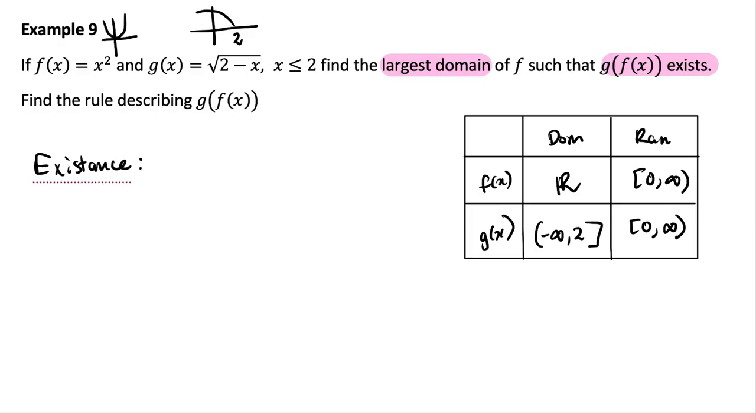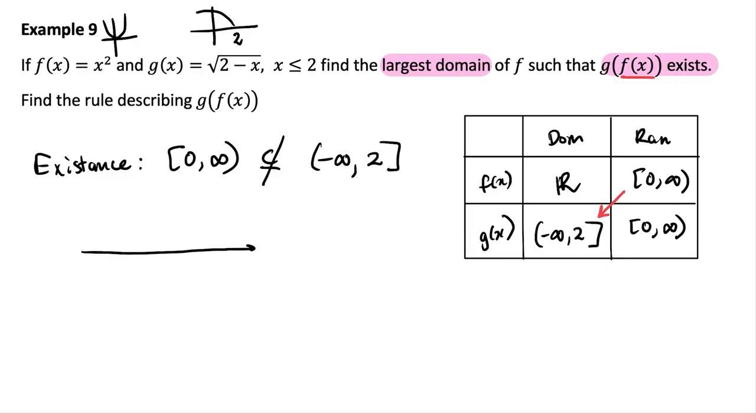Now, in terms of existence, we want the range of the inside function to be a subset of the domain of the outside function. So 0 to infinity is in fact not a subset of negative infinity to 2. If you find it difficult to figure out, you can always draw it as a number line. Here's 0 going to infinity, and then 2 going to negative infinity.